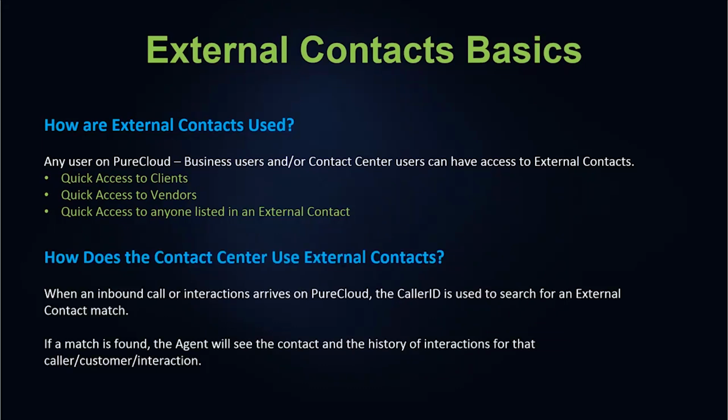So how does the contact center use external contacts? When an inbound call or an inbound interaction arrives on PureCloud, the caller ID or some specific information about the individual is used to search for an external contact records match. If a match is found, the agent will see the contact, known as a profile, along with the history of the interactions for that caller, the customer, or the interaction. And we'll see that here in just a moment.